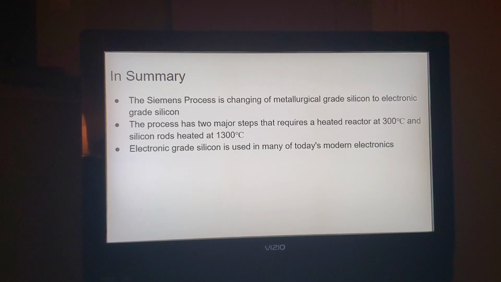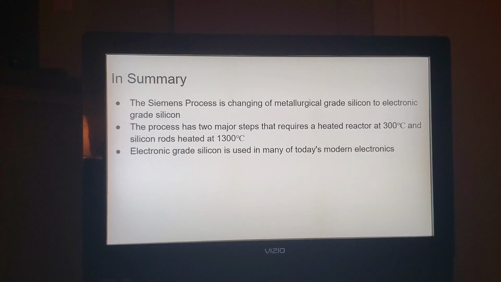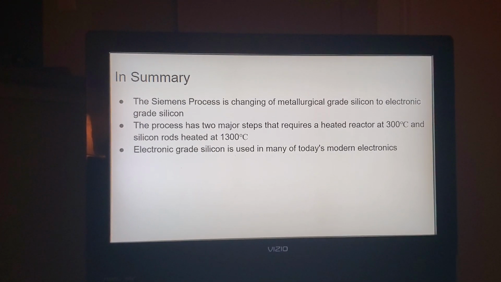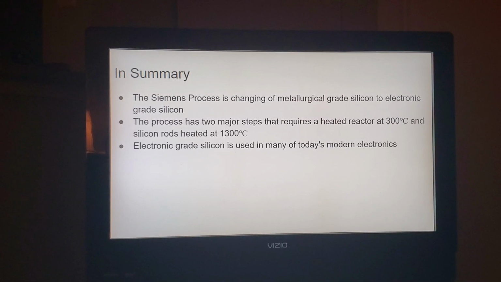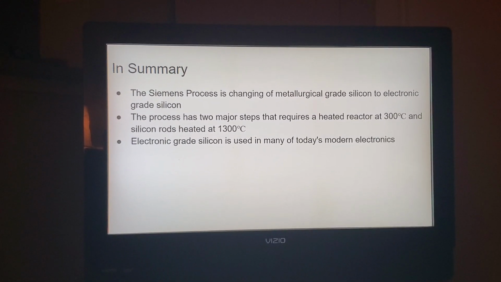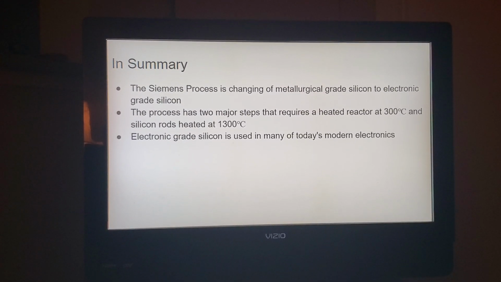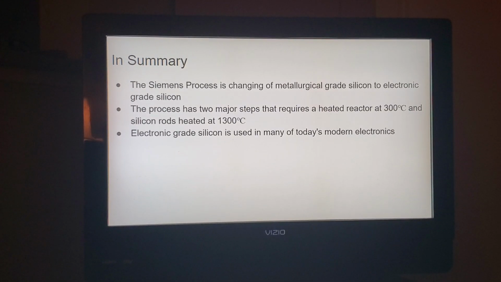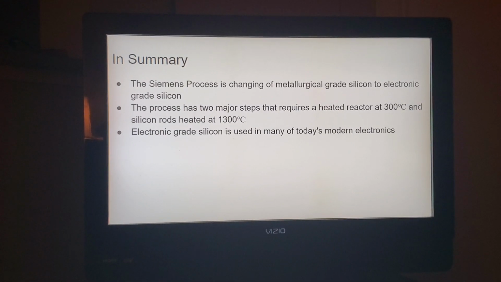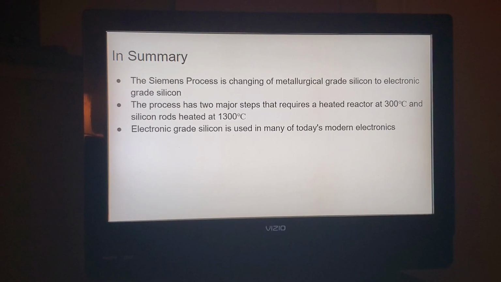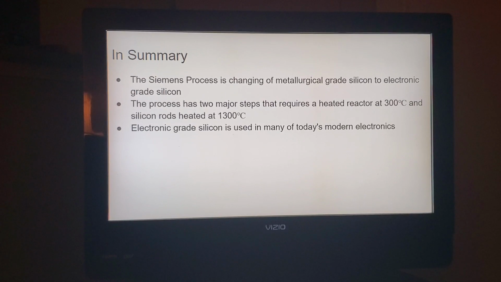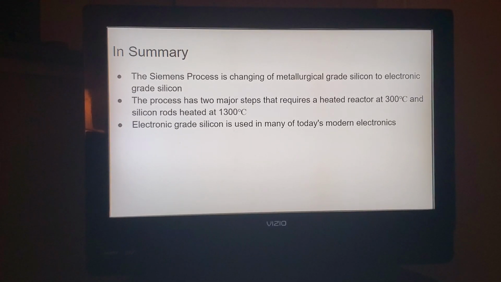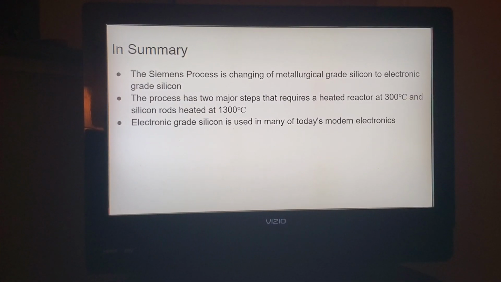In summary, the Siemens process is the changing of metallurgic grade silicon to electronic grade silicon. There are two major steps that require a heated reactor at 300 degrees Celsius and silicon rods heated at 1300 degrees Celsius, and the last point is that the electronic grade silicon is used in many of today's modern electronics.